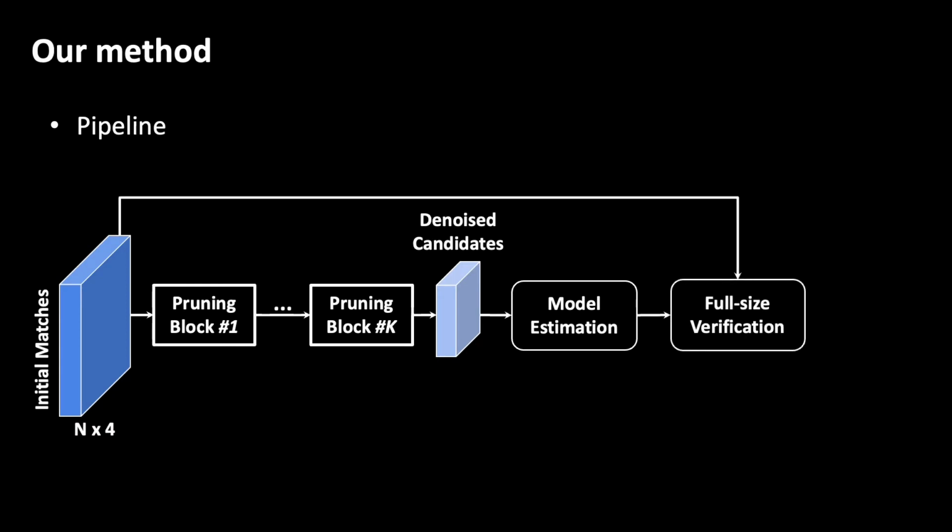Moreover, in order to get a label for each correspondence in the initial set, we present a full-size verification, estimating the consistency of each correspondence under the constraint of the estimated model. For example, for camera pose estimation, we can estimate the epipolar distance.